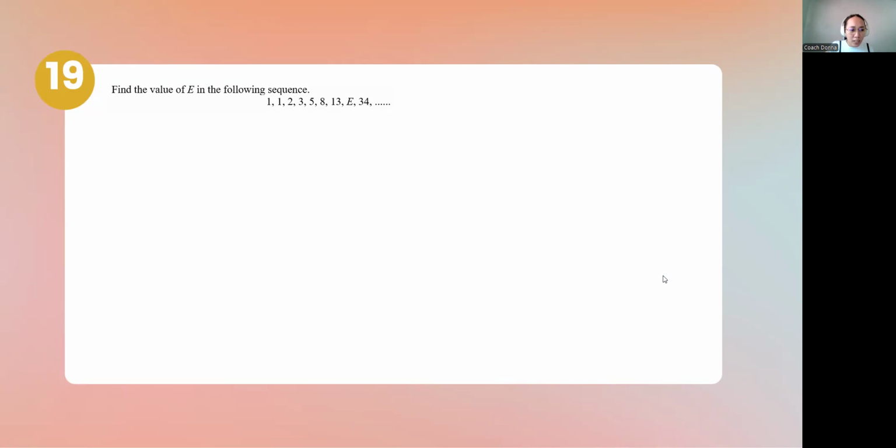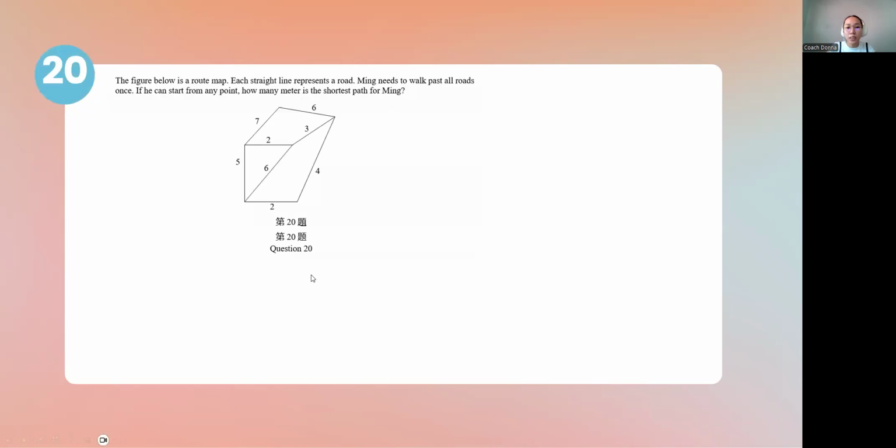Let's proceed to the next one. Anyone who has an idea? Okay, this is question 20. Okay, no one has an answer. So the figure below is a route map. Each straight line represents a road, meaning I need to walk past all roads once. If you can start from any point, how many meters is the shortest path for me?